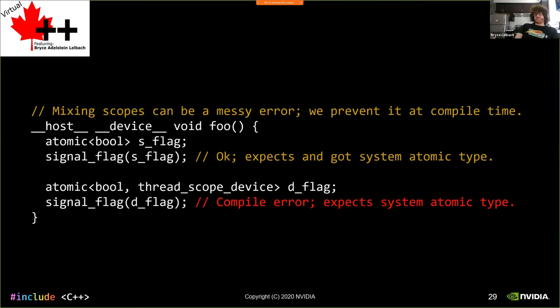All right, so there's some other problems with the legacy CUDA atomics that libcu++ solves. The first is that mixing scopes was not something that we caught at compile time with the legacy atomics, because the scope of an atomic operation was attached to the operation itself instead of to the type. With libcu++ atomics, the scope of an atomic is a part of the type. It's that second template parameter, which means that if you write a function like signal flag that expects a system scope atomic and you try to pass it a device scope atomic, you're going to get a compilation error because it's not the right type. So this ensures that you don't mix atomic scopes at compile time.